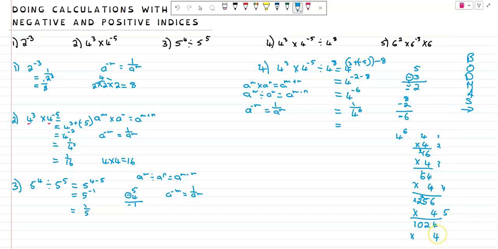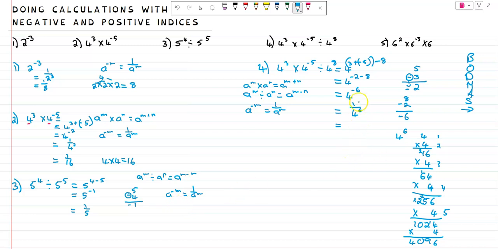Let me just write this a little bit neater so we have enough space to work with. My eraser doesn't want to erase. Okay. So multiplied by 4. 4 times 4 is 16. Carry the 1. 4 times 2 is 8, plus 1 is 9. 4 times 0 is 0. 4 times 1 is 4. So there we have our equation.